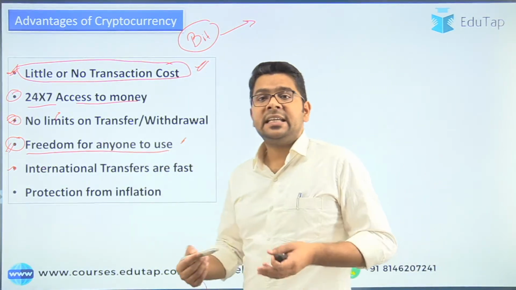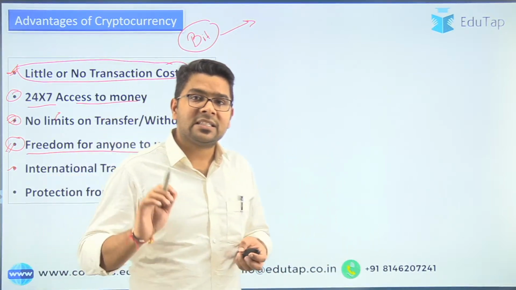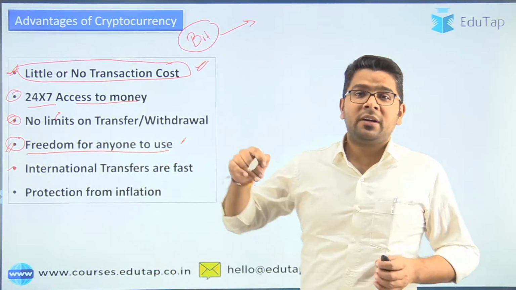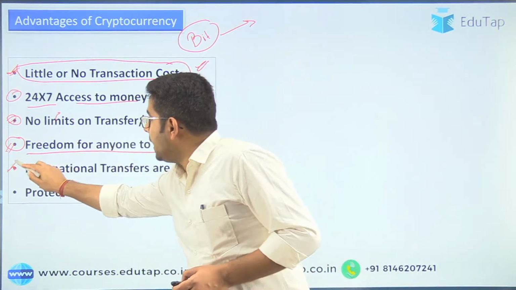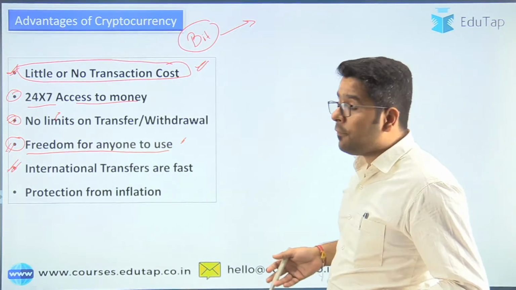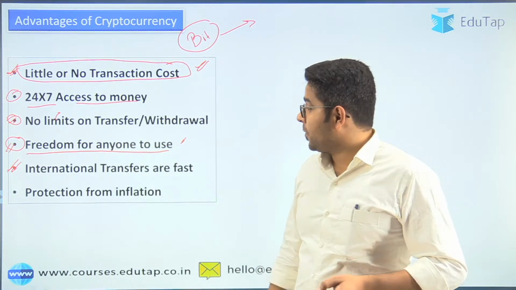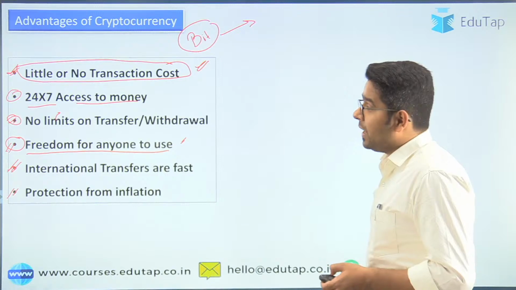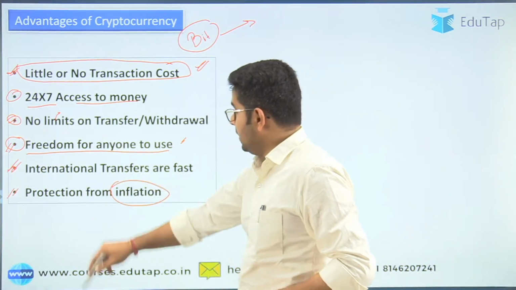Then coming to the fifth, which is that international transfers are easy. You just need the number of the person you are transferring to. It doesn't matter where he resides. If he is sitting by your side, it's okay. If you are transferring to someone in America, it is well and good. International transfers are very easy and at a very low cost. Then the last and one of the important aspects of cryptocurrency is protection from inflation.